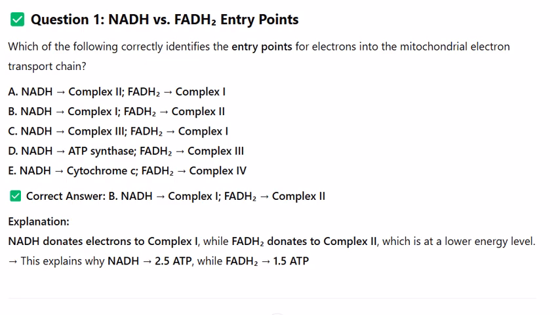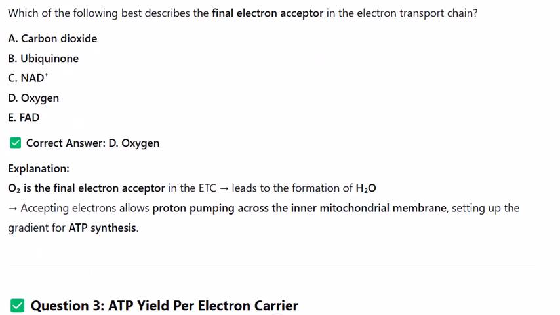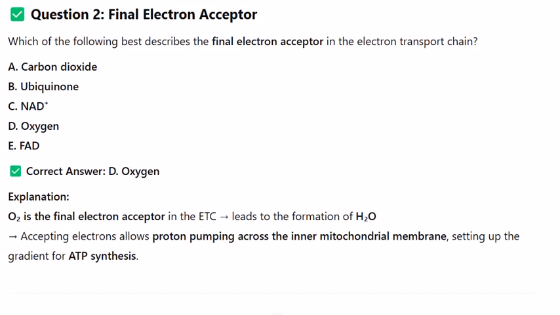Question 2. Final electron acceptor. Which of the following best describes the final electron acceptor in the electron transport chain? A. Carbon dioxide, B. Ubiquinone, C. NAD, D. Oxygen. Correct answer, oxygen. Explanation: O2 is the final electron acceptor in the ETC, leading to the formation of H2O. Accepting electrons allows proton pumping across the inner mitochondrial membrane, setting up the gradient for ATP synthesis.